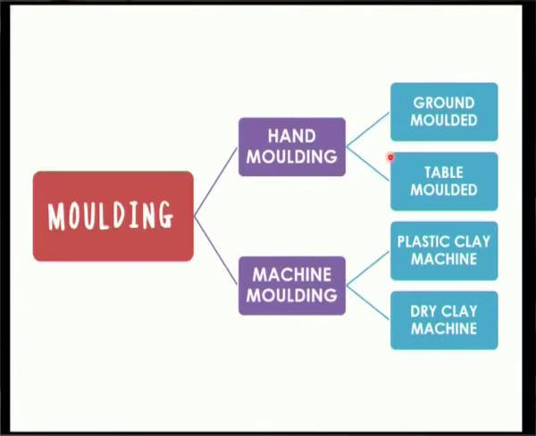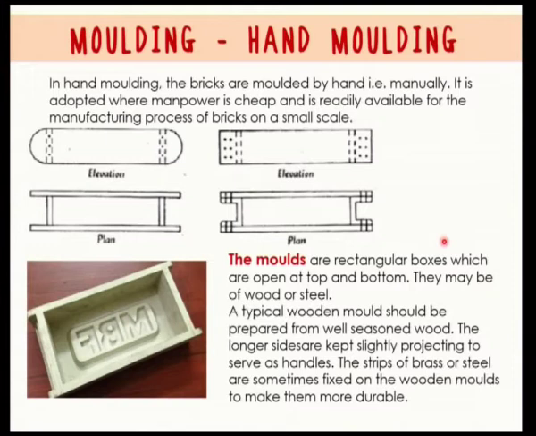Now, next is the process of molding. In molding there are two different types: hand molding and machine molding. Hand molding again has ground molding and table molding. Machine molding has two types: plastic clay machine and dry clay machine. So, let us look at hand molding.